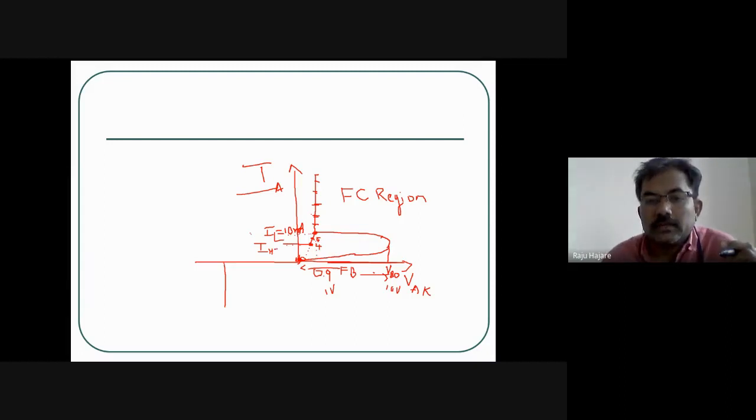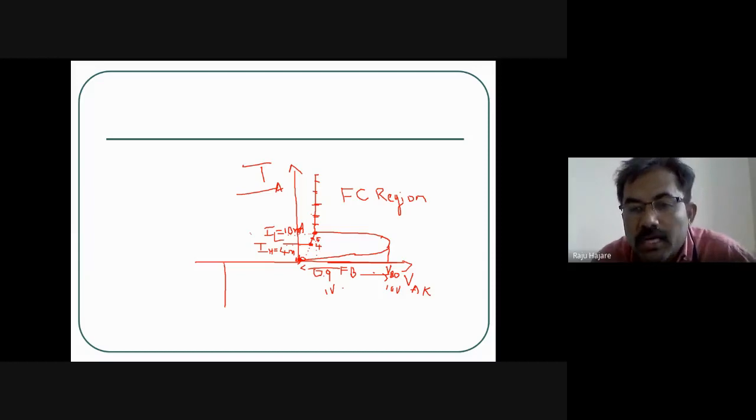Holding current is 4 milliamps. So this is the turn on process as well as the turn off process. Both you are observing in the device. That's why I call this device meant for switching operation, for switching purpose.